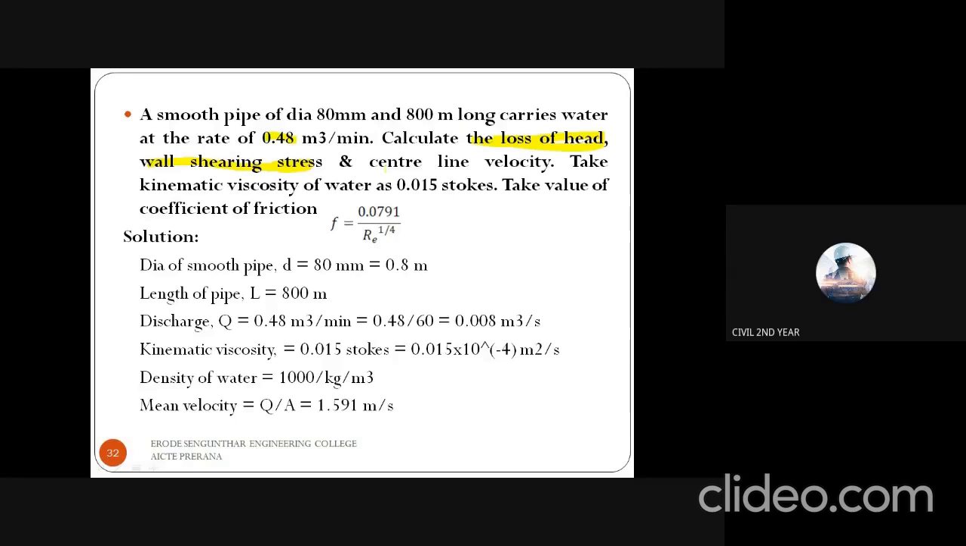Take the value of coefficient of friction F equal to 0.0791 divided by Re, that is Reynolds number to the power of 1 by 4. So all of you noted it. Shall we go for solving the problem?